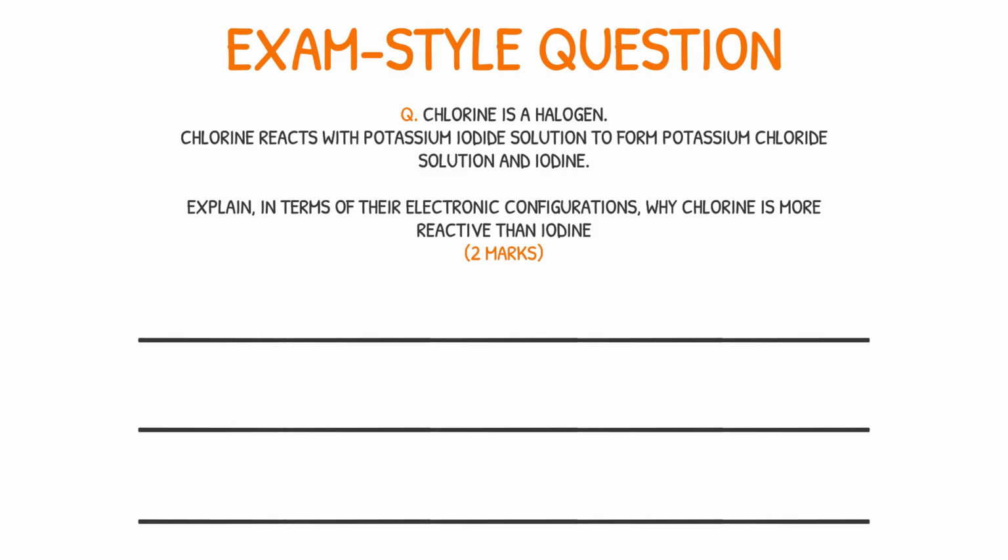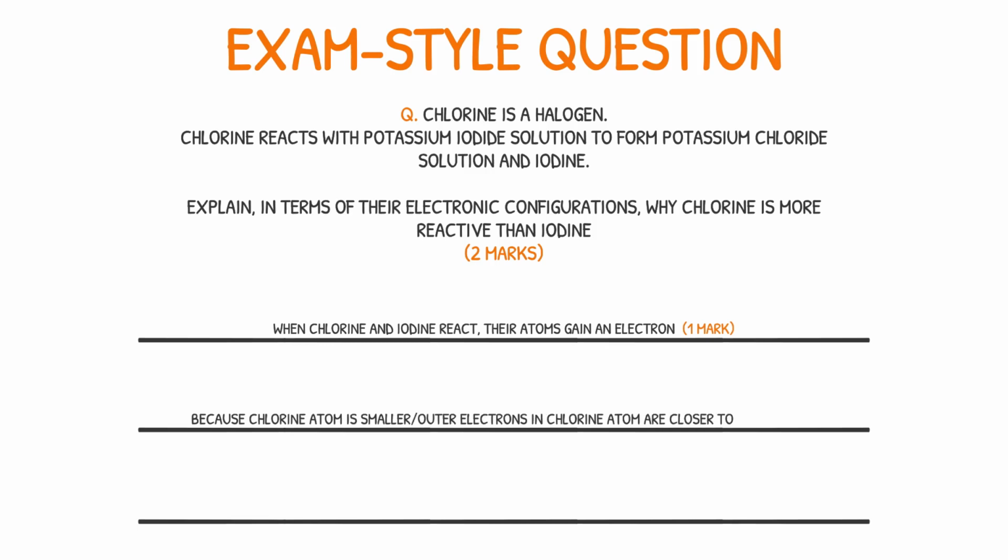Because we know that the reactivity of the halogens decreases as you move down the group, we also know that chlorine must be above iodine in group 7 and is therefore a smaller atom. Now we can collate our knowledge and write an answer that will award us the full 2 marks for this question. Our first mark is awarded for highlighting that when the halogens react, they do so by gaining an electron. Our second mark is awarded for stating that because chlorine is a smaller atom than iodine, the electron that is gained is more strongly attracted in the chlorine atom than in the iodine atom, therefore making it more reactive.